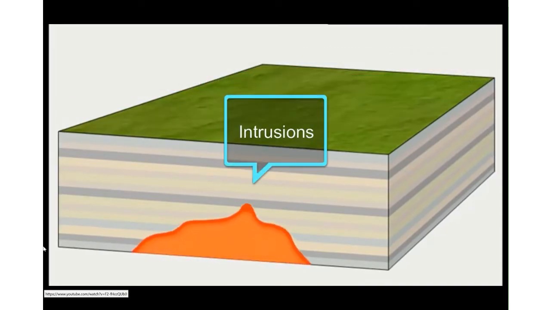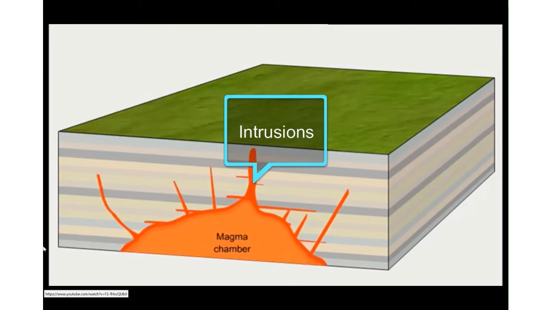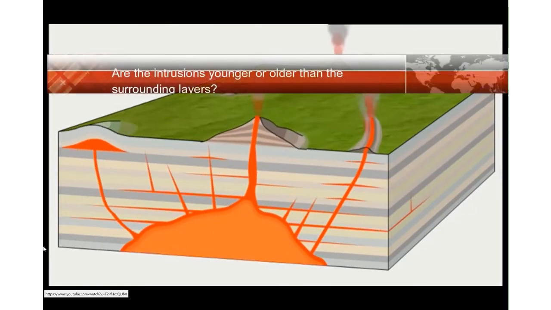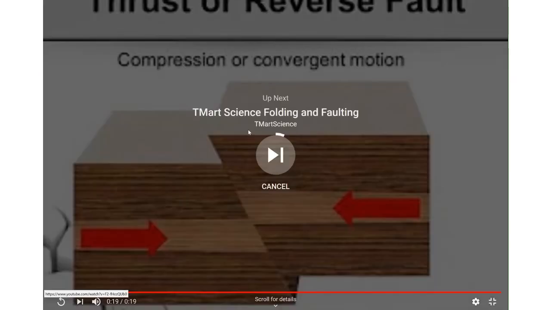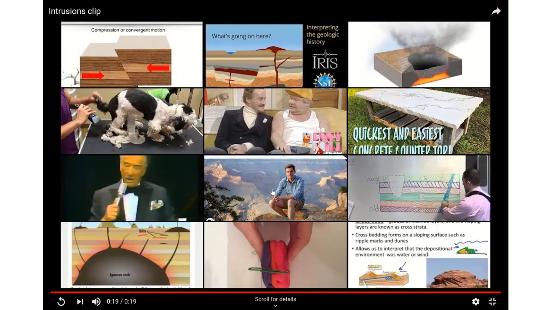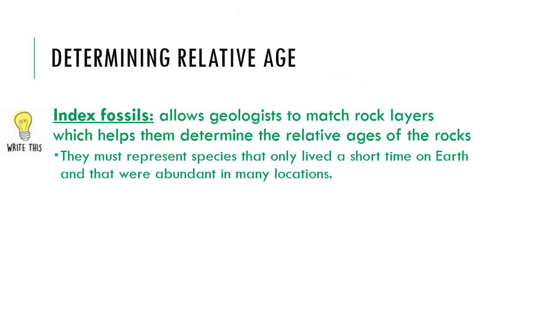So this is an example of intrusion. The magma is actually coming from underneath and coming up out of the earth. That point when it actually comes up out of the earth, like it did in the volcano, is what we call an extrusion. So it's getting a little complicated.